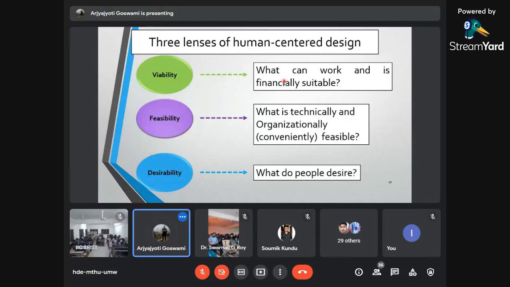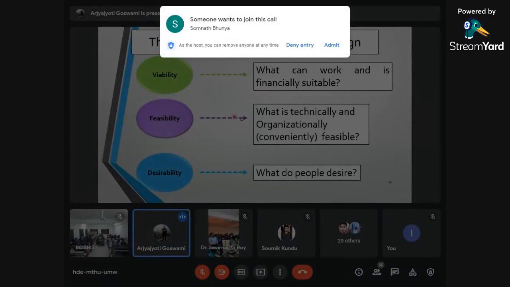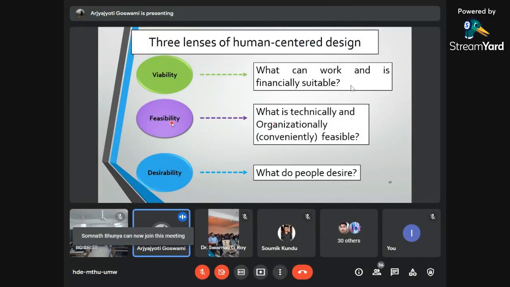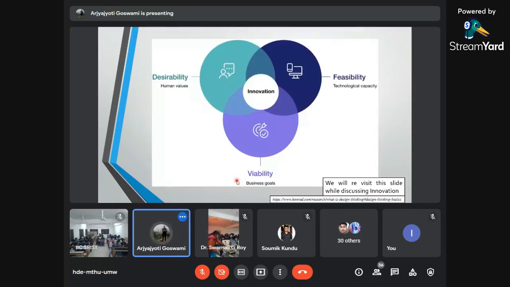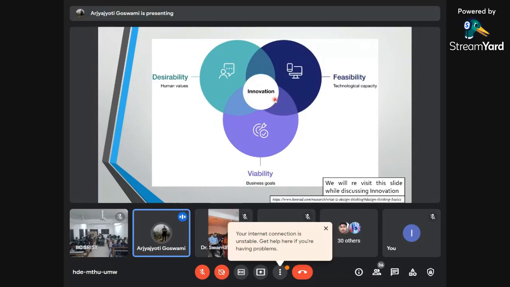Okay. So human-centered design should have these three features. It should be viable. Viable means the solution should solve that problem, and it should be financially suitable also, right? It should be technically and organizationally feasible, so we should be able to implement that solution. And it should be desirable; people should want it also. When desirability, feasibility, and viability come together, we come up with innovation. We will come to it again while discussing innovation, right?